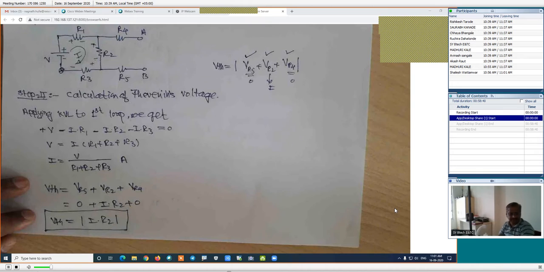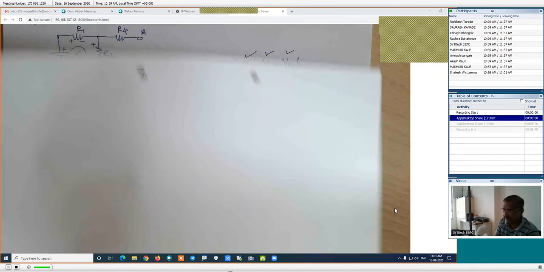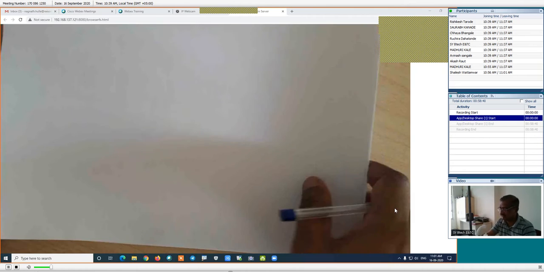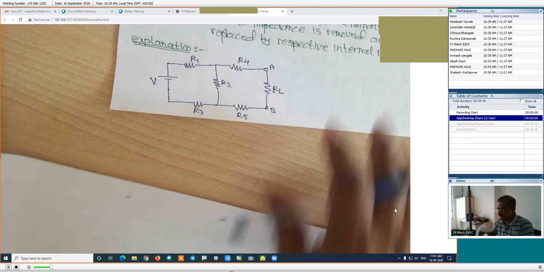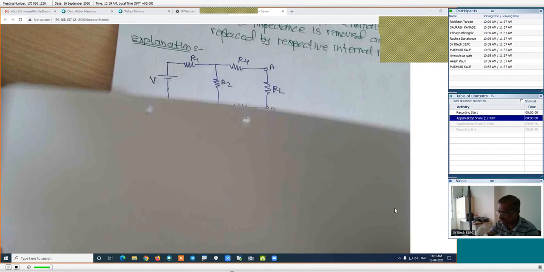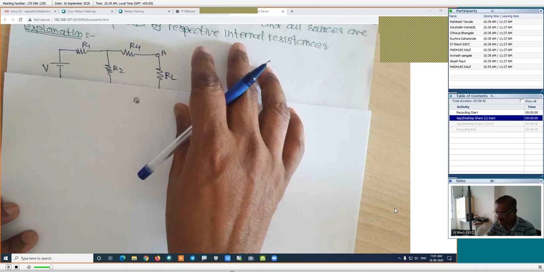Now here in step number 2, we have calculated the value of VTH, that is the Thevenin's voltage. Now we will use step number 3 and try to find out the value of RTH. How is step number 3? I will discuss step number 3 here. I will start the discussion.